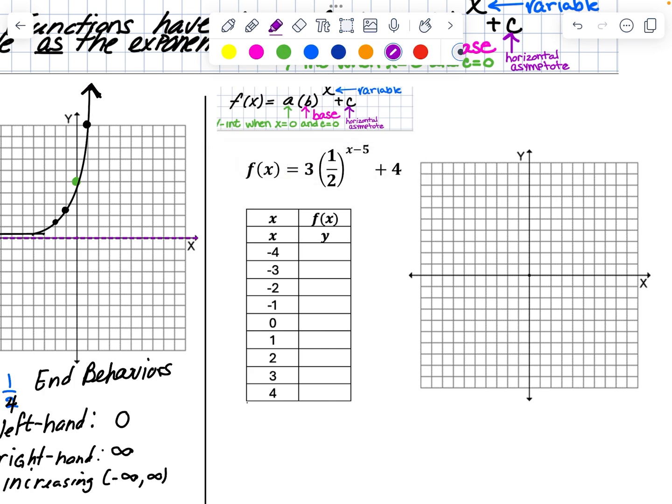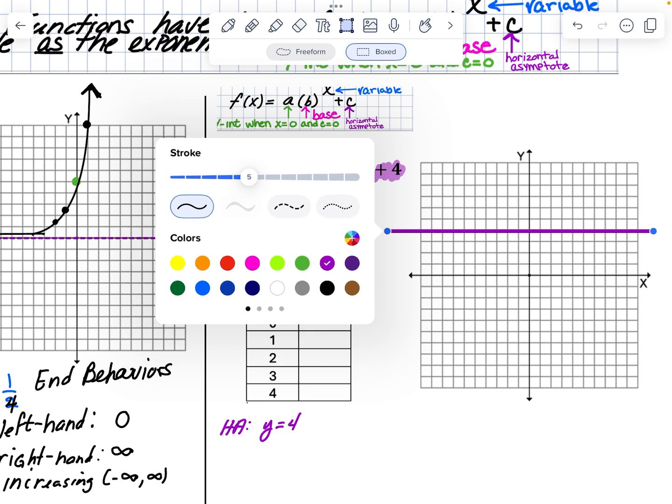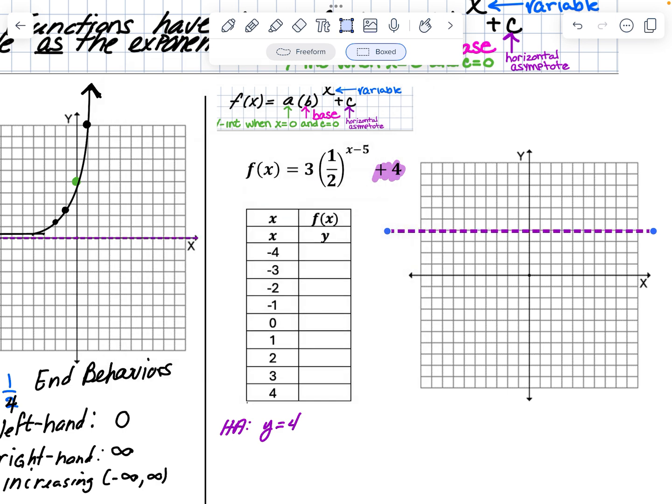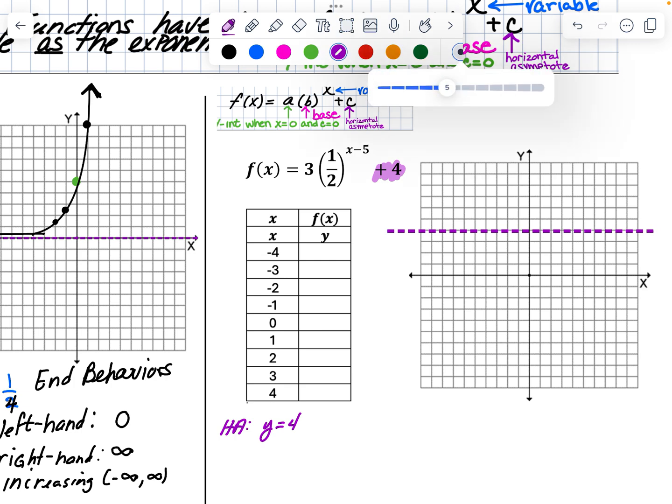All right. So I am going to have a horizontal asymptote at positive 4. So my horizontal asymptote is going to be y equals 4. So I know that at the line y equals 4, my graph is going to approach that line but never touch it. And that's why it's going to be dashed. All right. Let's write y equals 4 there.